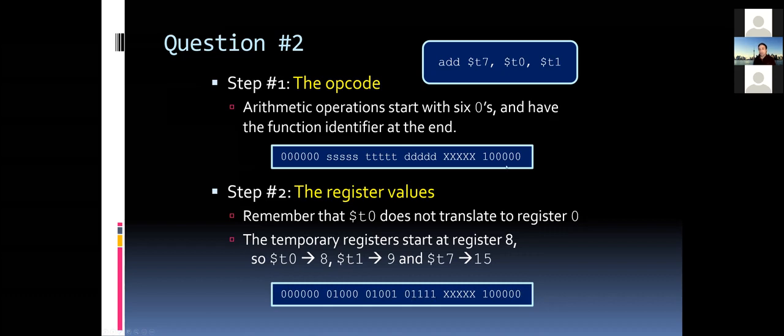Okay. Any questions here? So this is how the decoding works. This is why assembly is relatively straightforward. You just do some lookups in some simple tables, and that's it. Any questions?